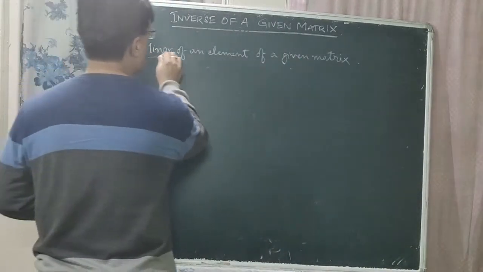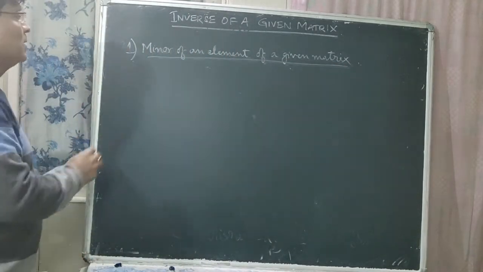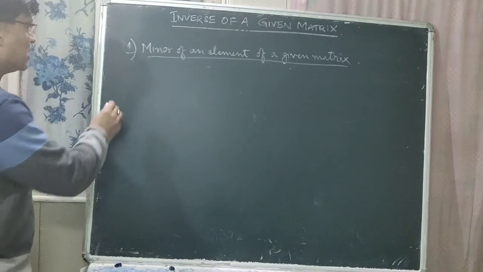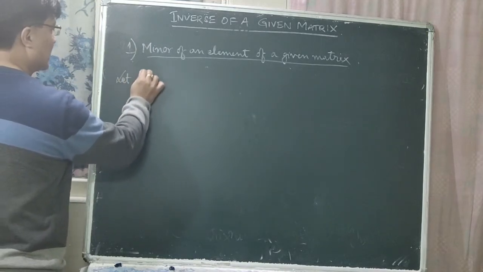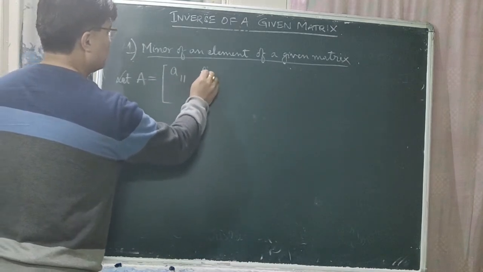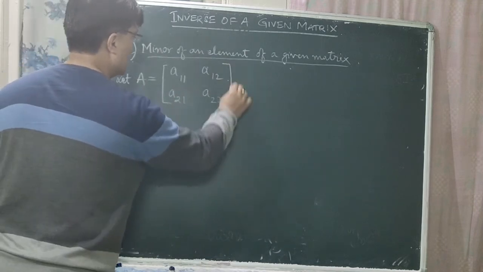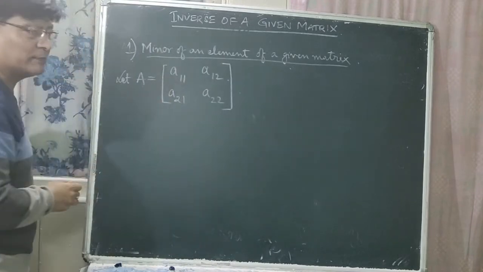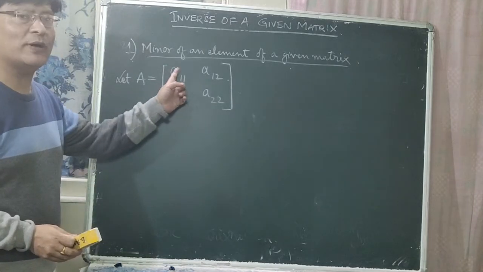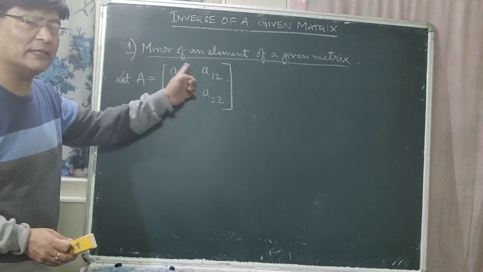So now let us discuss this point. What do you mean by minor of an element of a given matrix? Let us assume the matrix A as a second order matrix. Let capital A be equal to A11, A12, A21, A22. A11 means this is the element in the first row and first column.